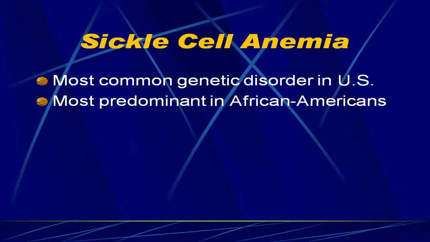Sickle cell anemia is the most common genetic disorder in the U.S., and it's predominantly seen in African American patients. Typically, if you have two individuals that have sickle cell trait, that's not the full sickle cell anemia. But if you have a woman and a man who both have the trait, the probability of their child having sickle cell anemia is very, very high.